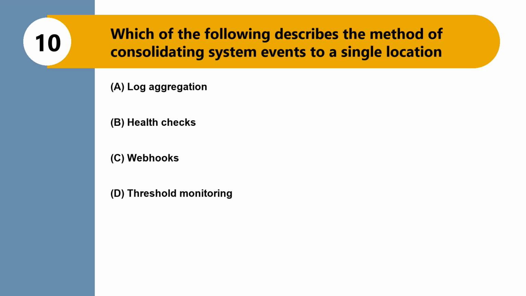Question 10. Which of the following describes the method of consolidating system events to a single location? Option A, log aggregation. Option B, health checks. Option C, webhooks.